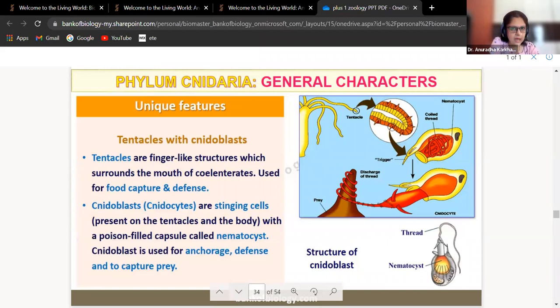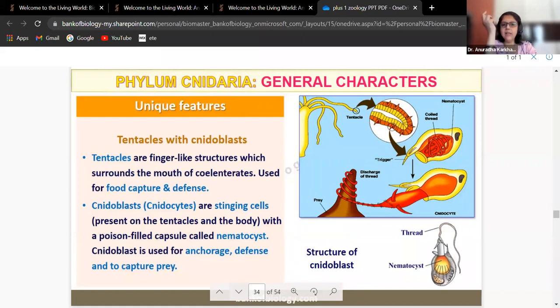Tentacles with neuroblasts. Tentacles are finger-like structures which surround the mouth of the cnidarians. These tentacles are used for capturing food and to act like a defense organ.